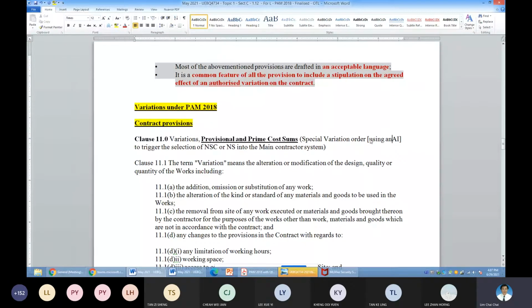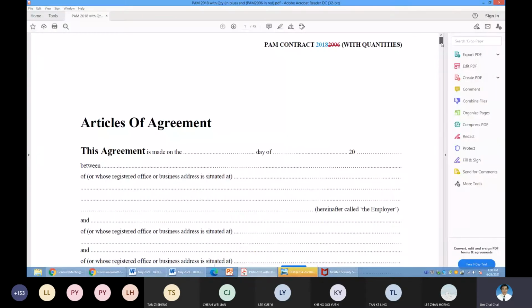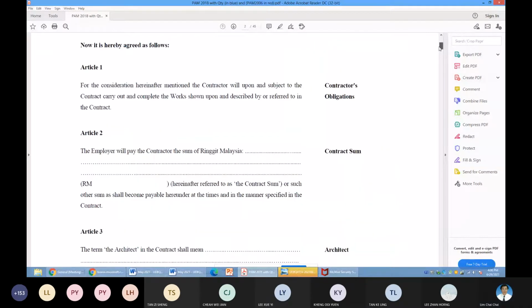So now, under this variation clause, we go a little bit into detail. So you need to go back to your PAM on clause 11. I'm running through your clause 11 because this one is almost an extraction from this PAM clause 11.